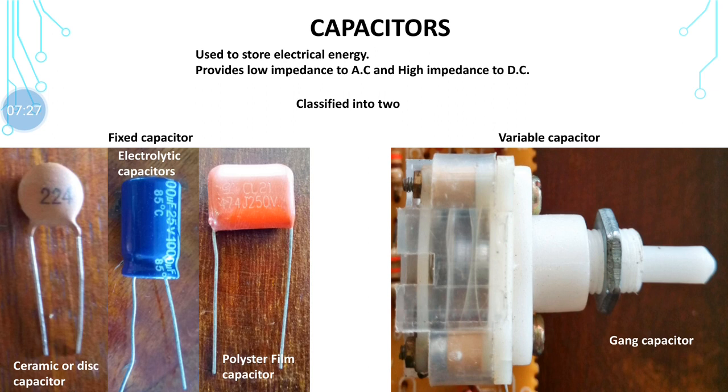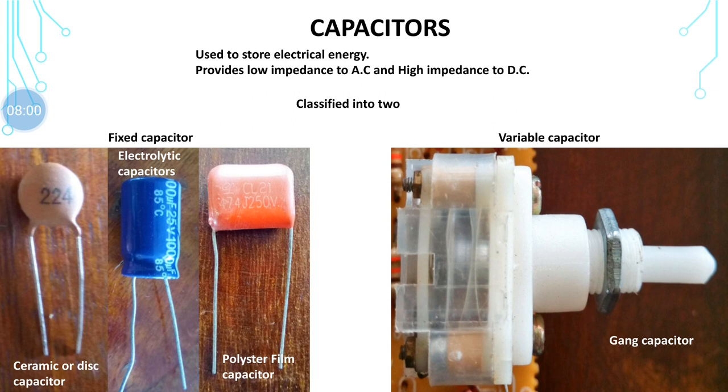Capacitors. Capacitors are used to store an electrical charge. They may provide a low impedance to the AC or high impedance to the DC inputs. They are also classified into two: fixed capacitors and variable capacitors. In fixed capacitors, you can see there are the ceramic capacitor, which is also known as a disc capacitor, an electrolytic capacitor, and a polyester capacitor.